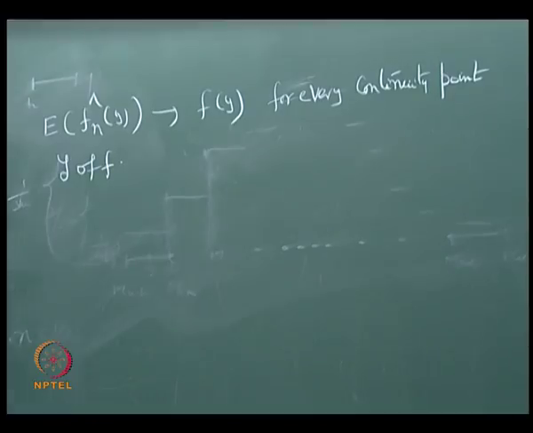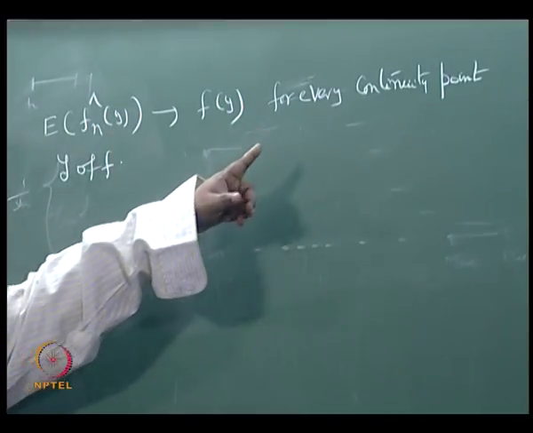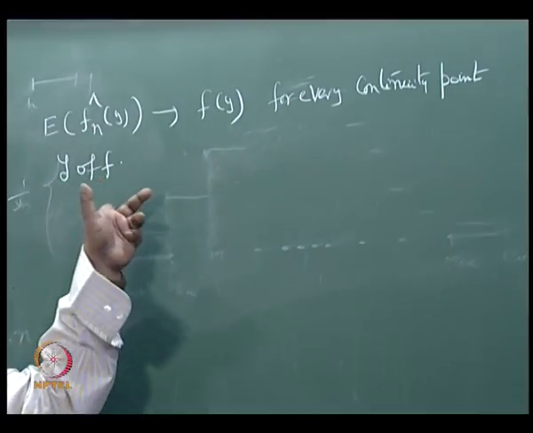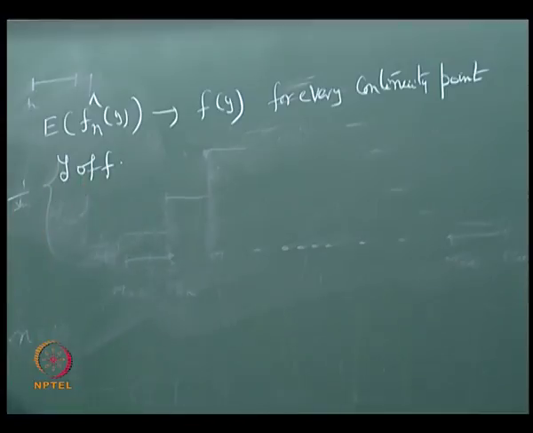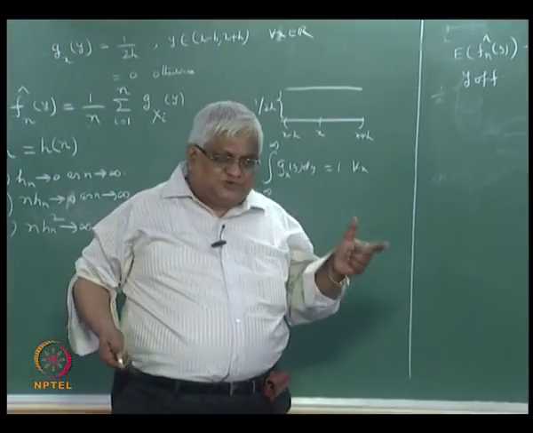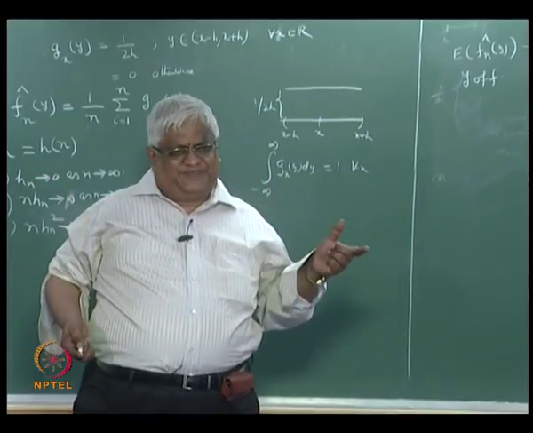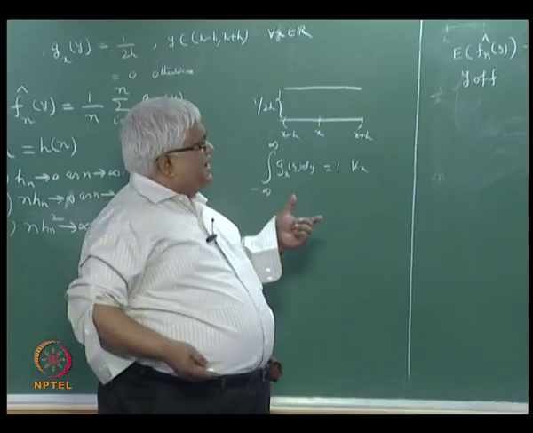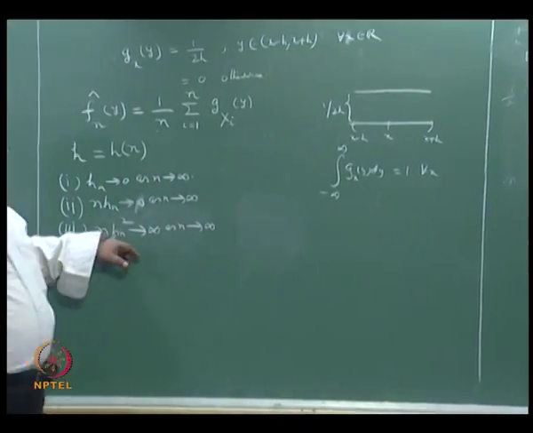Expected value of f n hat y goes to f of y for every continuity point y of f, and the squared error goes to 0 as n goes to infinity. Okay, the squared error goes to 0 as n goes to infinity, for that I think he used this one.